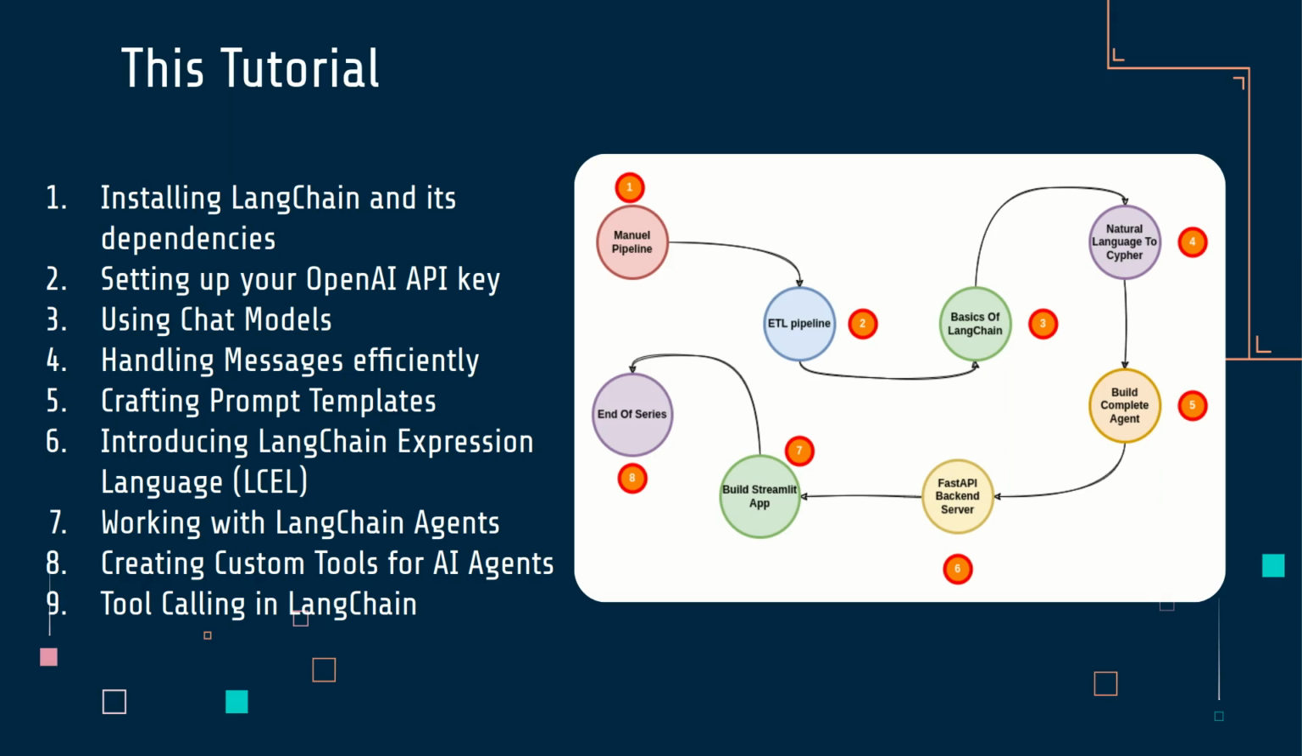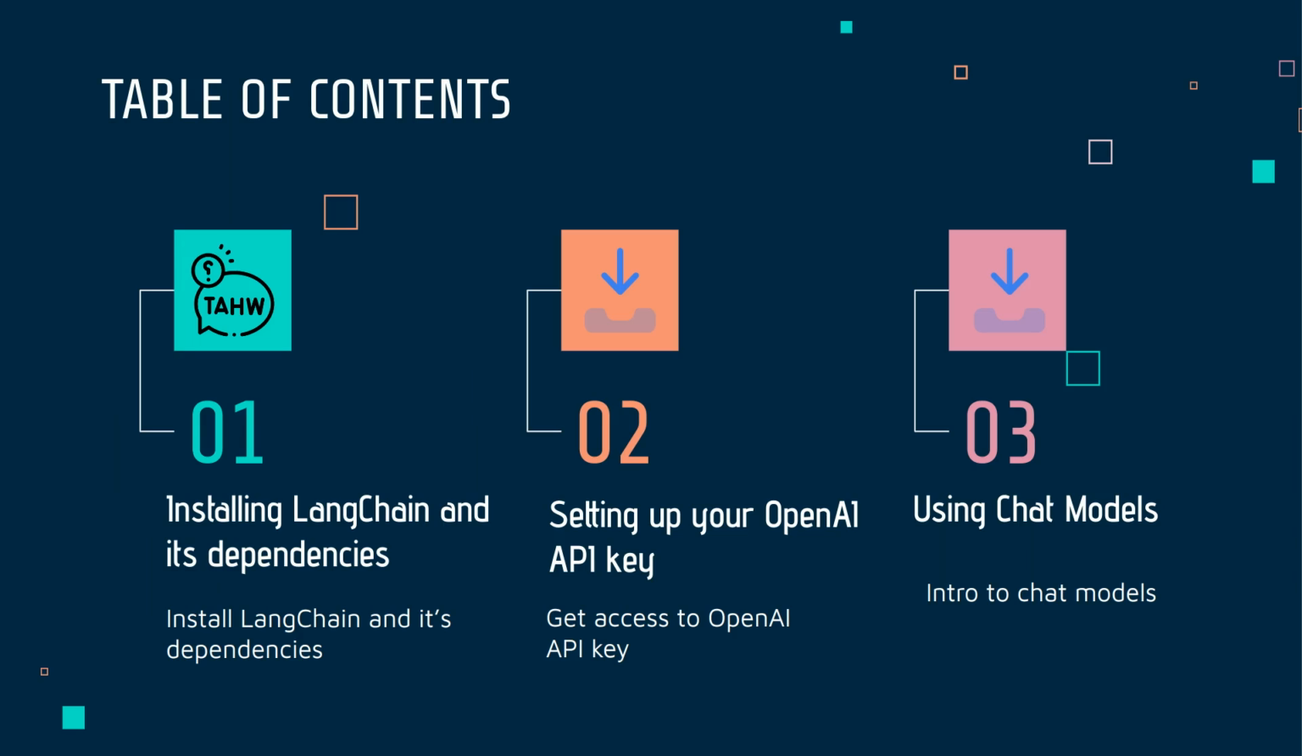We'll learn to work with LangChain agents. In the current stage of AI, we're moving towards an agentic approach of doing things with AI, so building AI agents that can do different things. We'll look at what AI agents are and how to build them using LangChain. We'll create our own custom tools that these agents can use, and I'll show you how to call these tools and use them along with our AI agents. So this is what we'll be covering in this video.